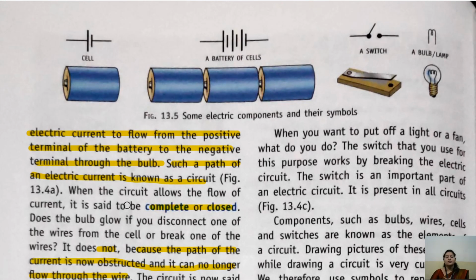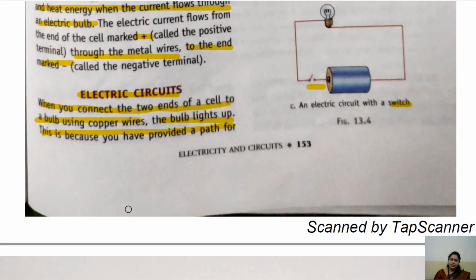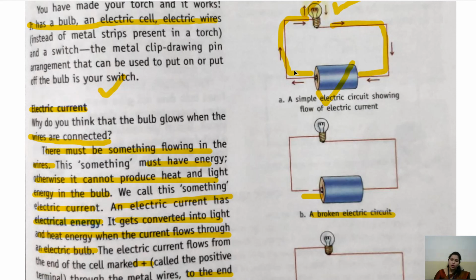Now children, for an electrical circuit, you know that we require a bulb, we require electric cell, we require electric wire, we require a switch. Okay, so it is not easy all the time to draw the bulb, to draw the electric cell, to draw the wire. It is not all the time easy, isn't it? So this is the simple circuit.